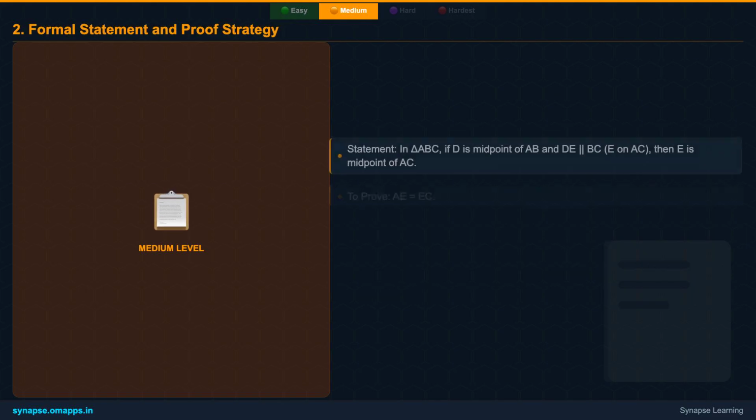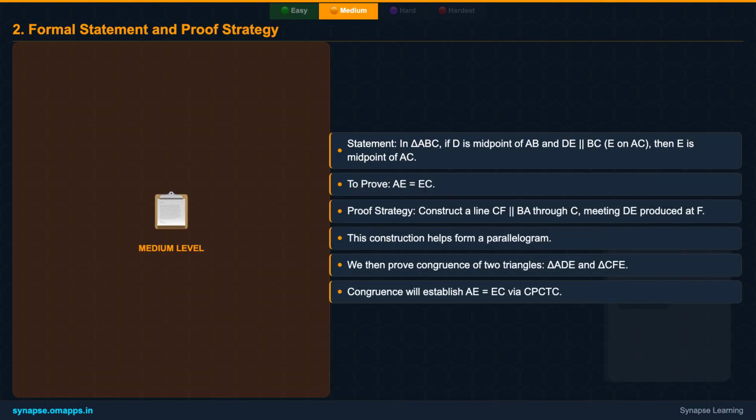The formal statement of the converse midpoint theorem is precise. In a triangle ABC, if D is the midpoint of AB, and a line through D is parallel to BC, intersecting AC at E, then E must be the midpoint of AC. Our proof strategy involves a clever construction, drawing a parallel line from C to AB. This helps us create a parallelogram, which then allows us to use triangle congruence to show that AE equals EC.